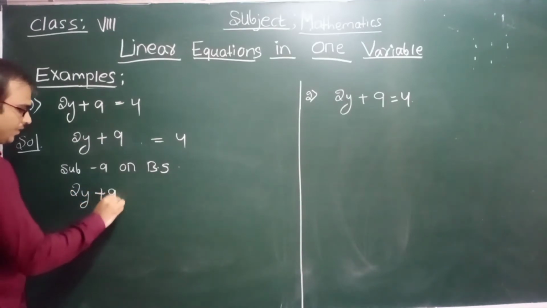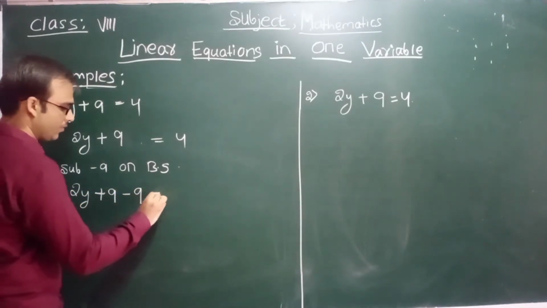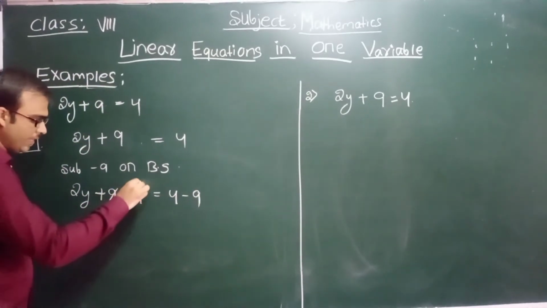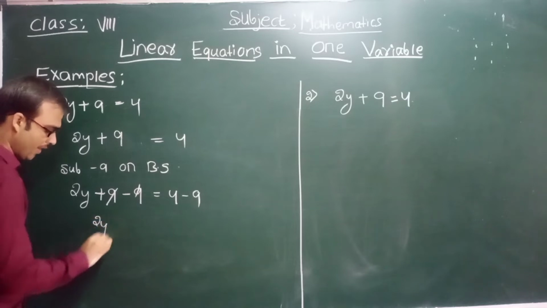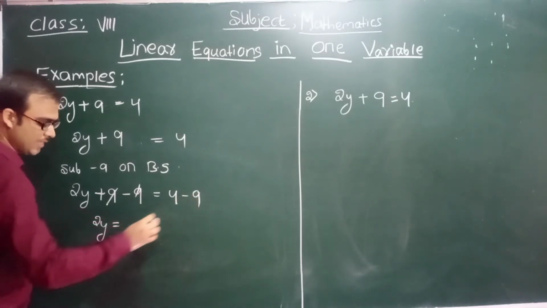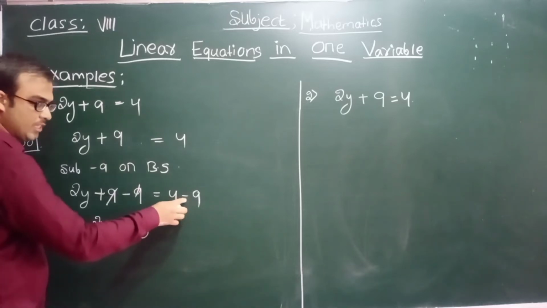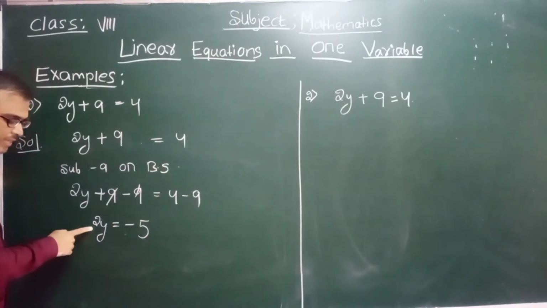Now 2y plus 9 minus 9, this will be cancelled. So 2y equals 4 minus 9, which is minus 5. Why minus 5? Because the bigger number's sign is minus.